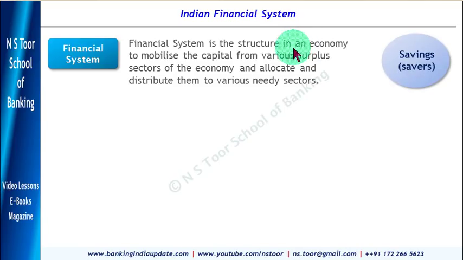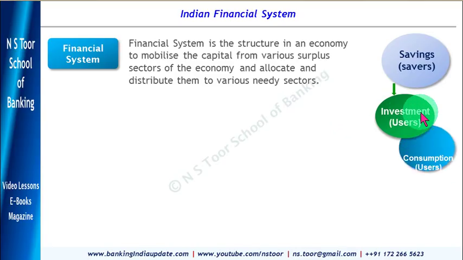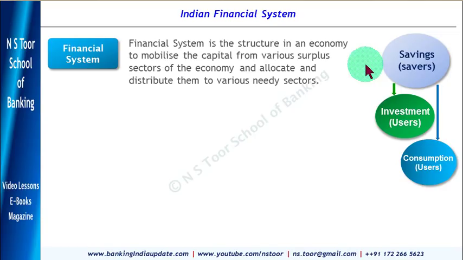The role of this structure is that it mobilizes the savings from the savers and distributes those savings to needy sectors of the economy. And those needy sectors could be in the form of investment, or it can be in the form of consumption. So that system of the economy mobilizes capital from those who have surplus, they are savers, and it allocates capital to those who are in need of capital. It may be investors or it may be for the purpose of consumption.